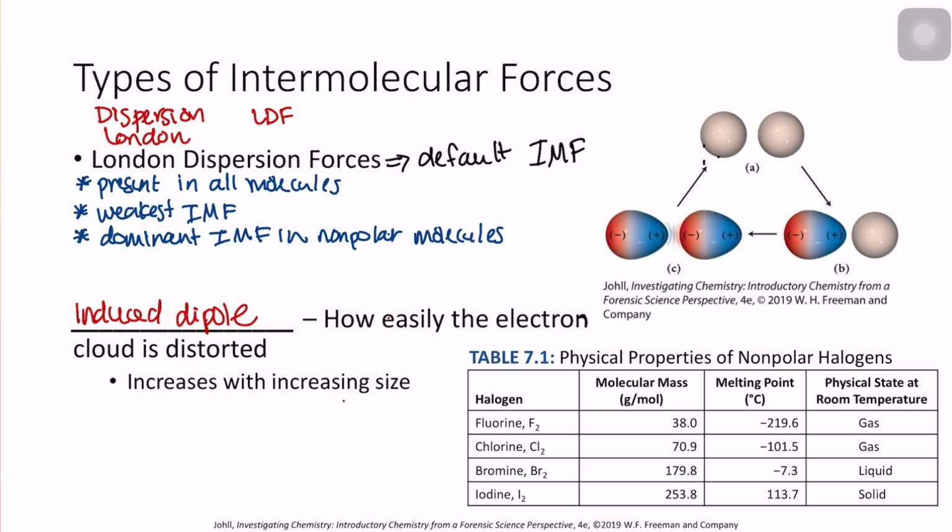It's going to increase with increase in size. So the larger the molecule is, the stronger the IMF is. And you can see that in this table here where we have all of the different halogens. And as we increase in size, the melting point is also increasing.